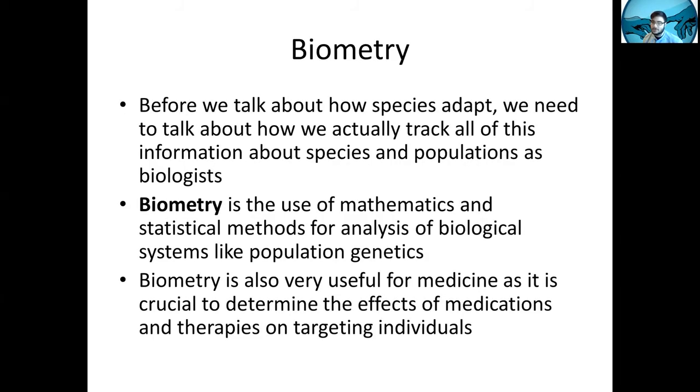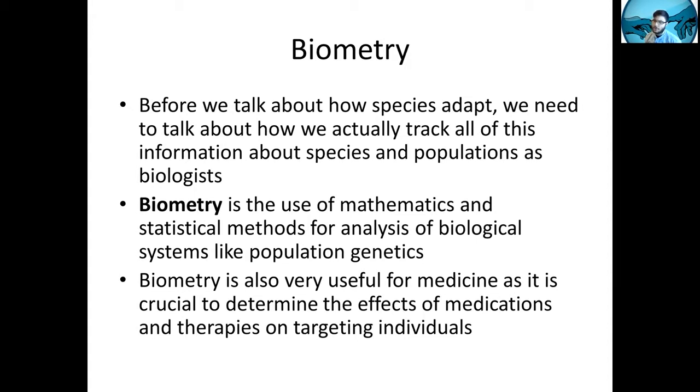First, selection and speciation. So before we talk about how species adapt, we need to talk about how we actually track all of this information about species and populations as biologists. Biometry is the use of mathematics and statistical methods for analysis of biological systems, like, for example, population genetics. And this is how we get a lot of our information about the genetics and species. This is how a lot of these trees and everything is determined, based on a series of mathematical and statistical models, methods, and analyses.